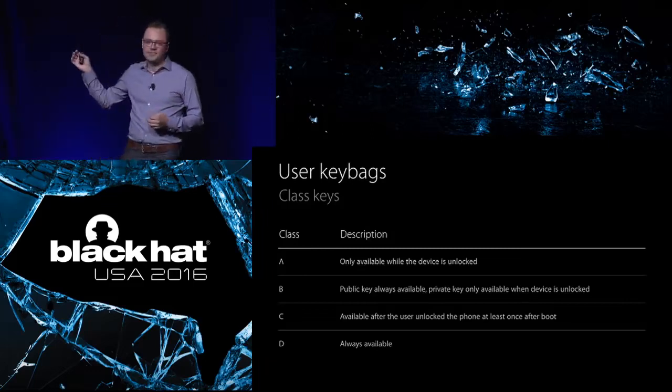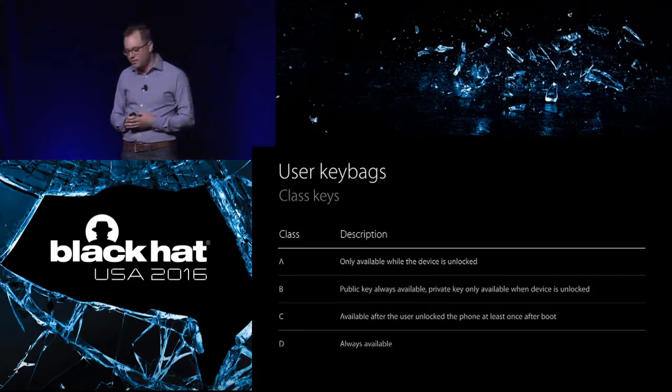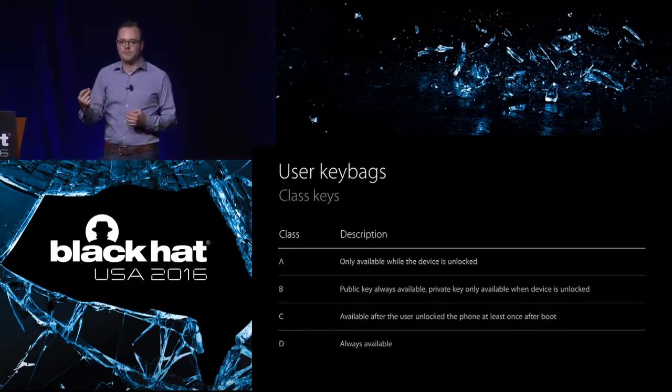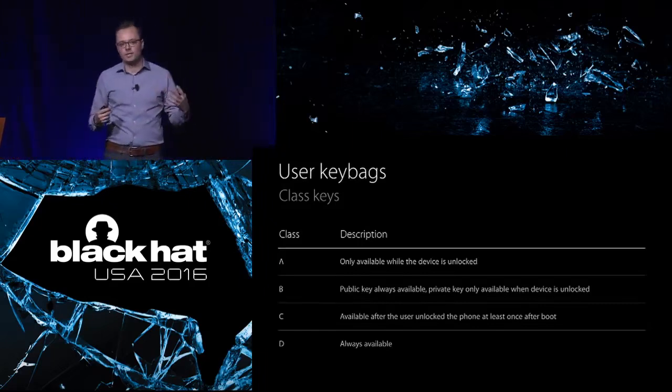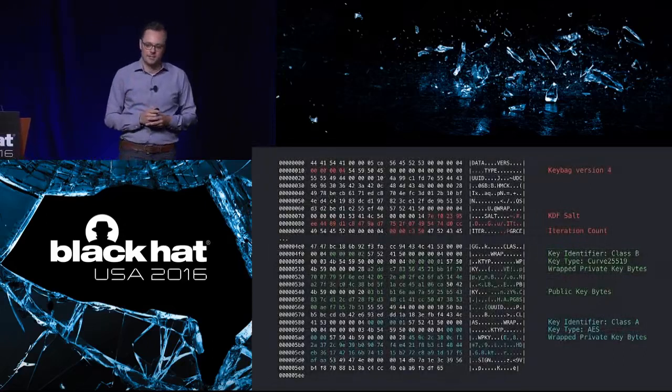Now, mind you, classes A, C, and D, these are 256-bit AES keys. For class B, it's actually a key pair with Curve25519. And what that lets us do is make the public key always available, but the private key is only available while the device is unlocked. So I'll explain about that in a moment.